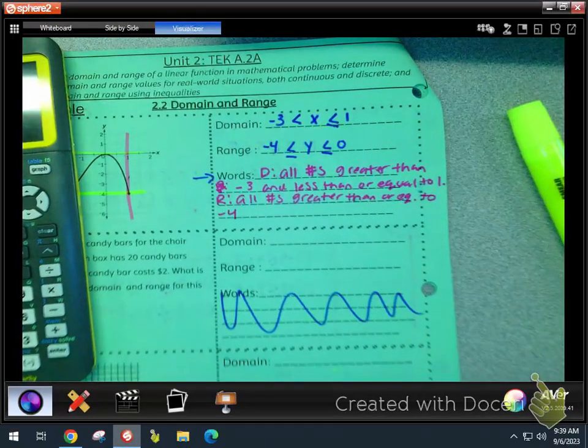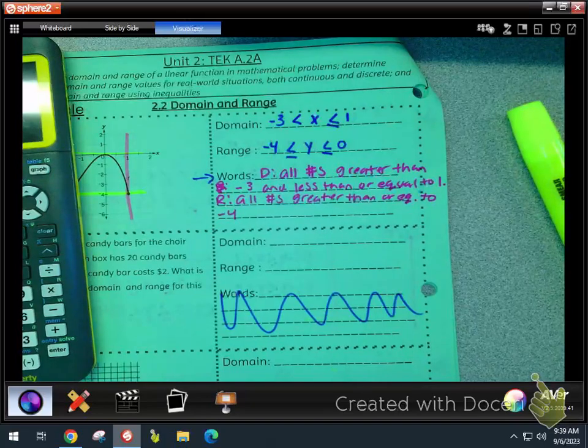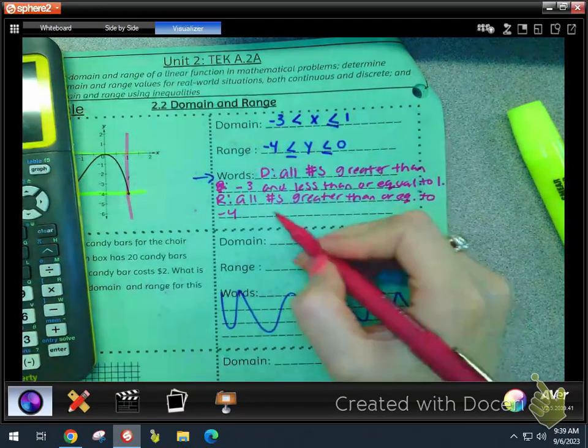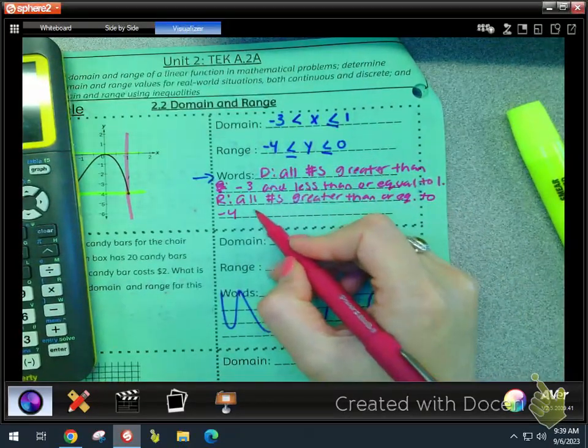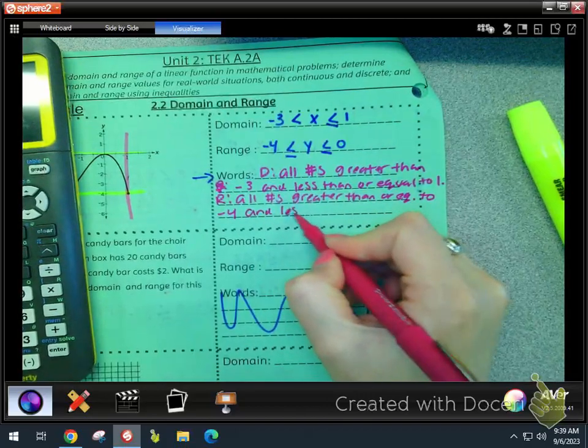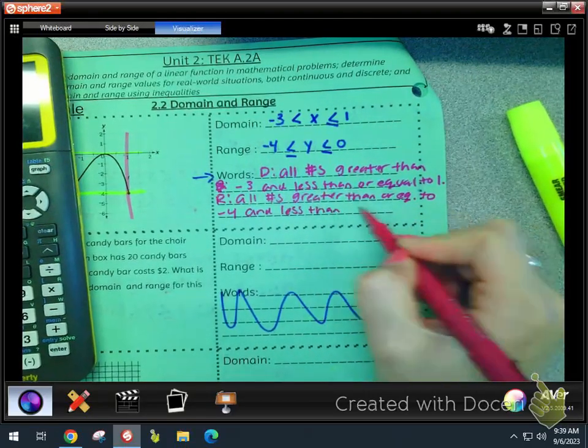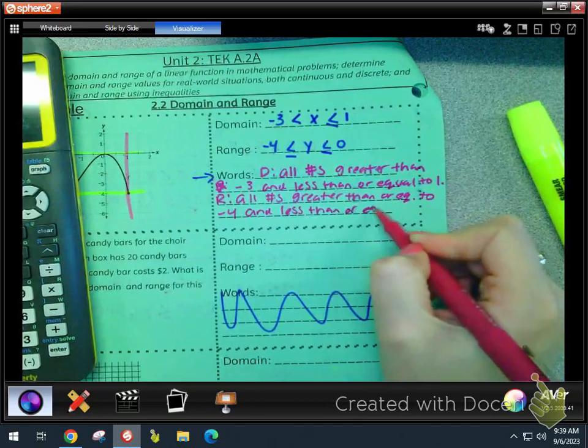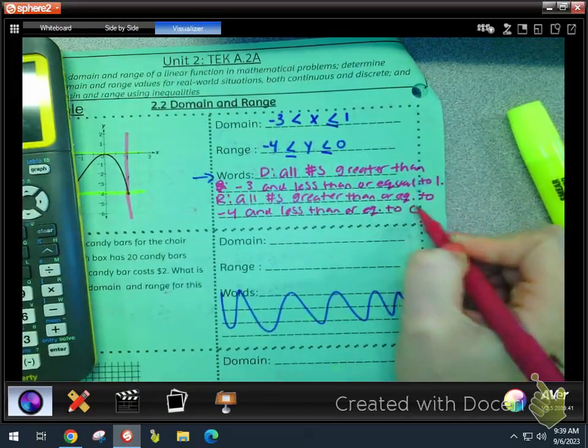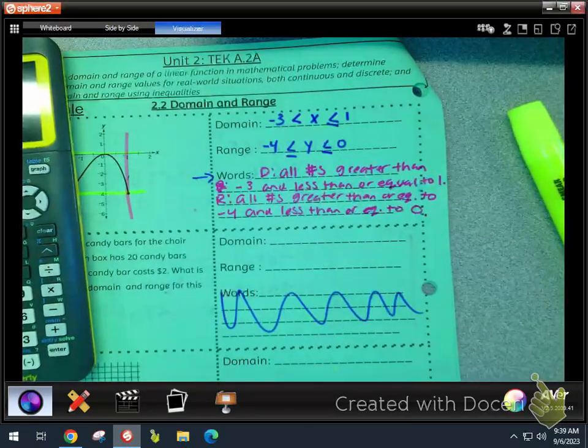So all the numbers bigger than -4, but has to also be smaller than 0. Or less than. That sounds more mathy. And less than or equal to 0. Woo! That was a lot. That was a lot.